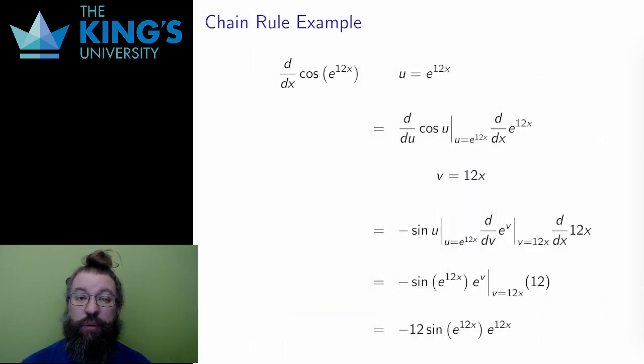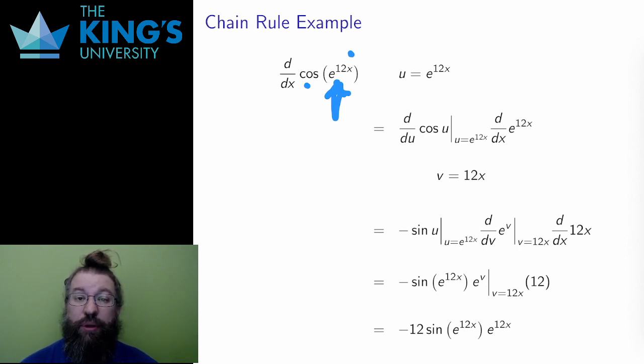Here's the last example. This is a composition of three pieces. The first outside is cosine with inside e to the 12x. Then the outside of this piece is e to the x with inside 12x. I need to do the chain rule twice. Let me show you how this works.